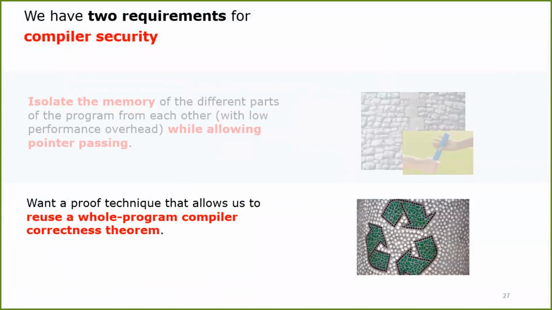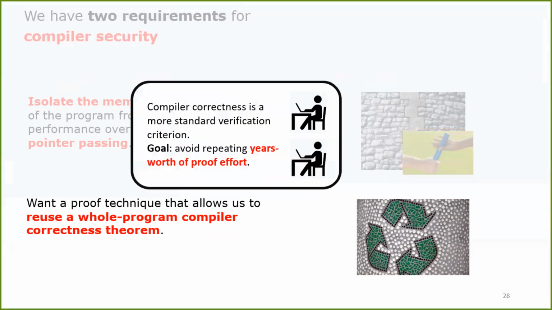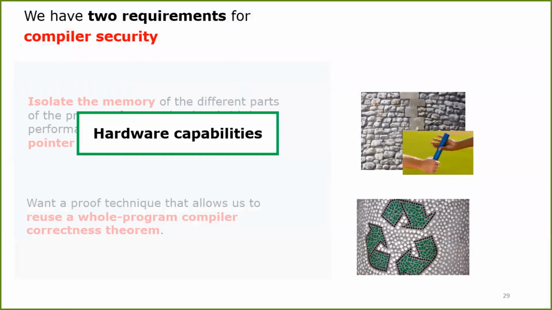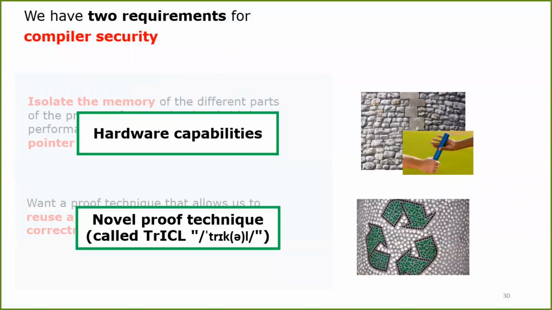The second requirement we have for a compiler security theorem is a proof reuse requirement. Whole program compiler correctness is a more standard verification criterion that transfers the defined behavior of a whole source program to related behavior in the compiled version. And we'd like to reuse it without having to repeat years' worth of proof effort implicitly as part of a big compiler security invariant proof. For the first requirement, we use hardware capabilities. For the second, we develop a novel simulation relation called Trickle.